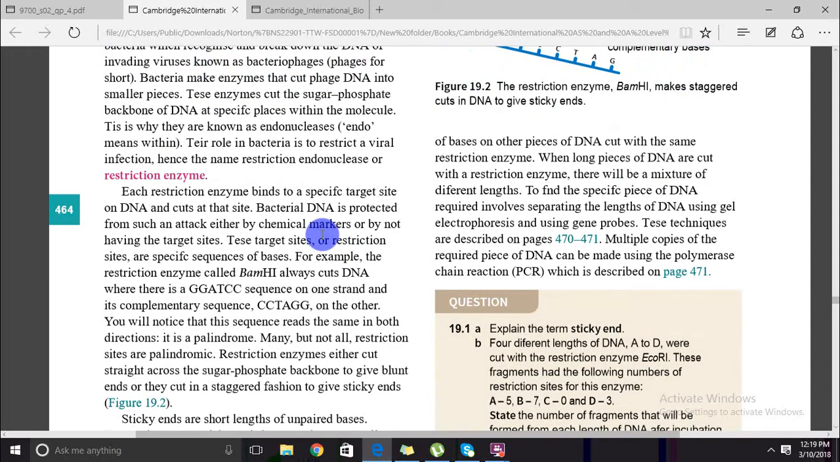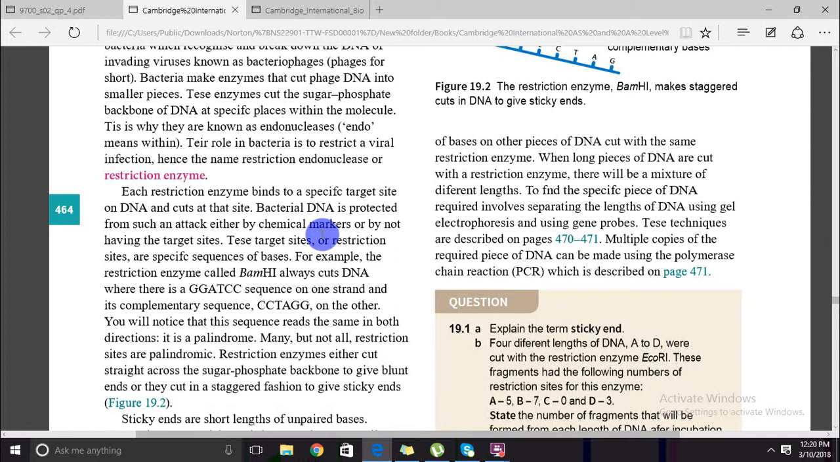So each restriction enzyme, and you need to learn this carefully because they've asked for restriction enzymes in the syllabus, binds to a specific target site on DNA and cuts at that site.